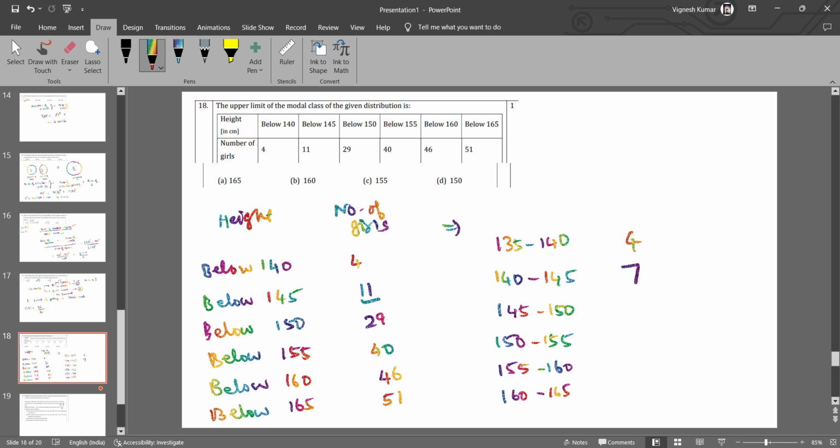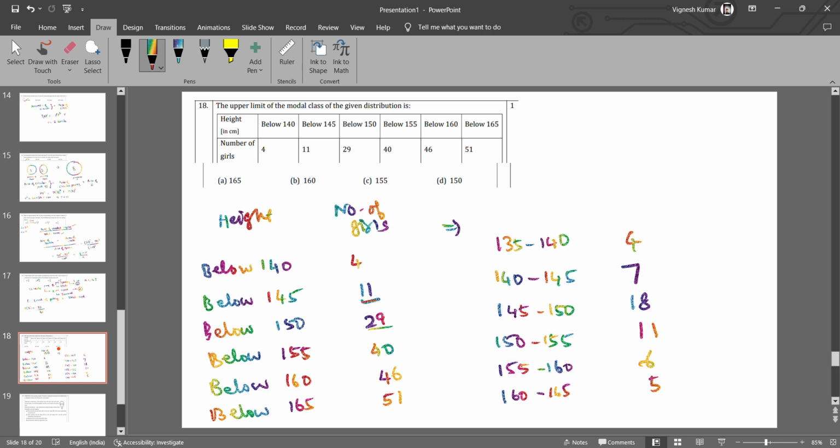So similarly if we see below 150, it will also include people whose height is below 145. So we have to subtract this 11 from this 29. So we will have 18 over here. Similarly, we keep on subtracting. For below 155, we subtract 29 from 40. So we'll have 11. Similarly, 155 to 160 will have 6, and 160 to 165 will have 5.